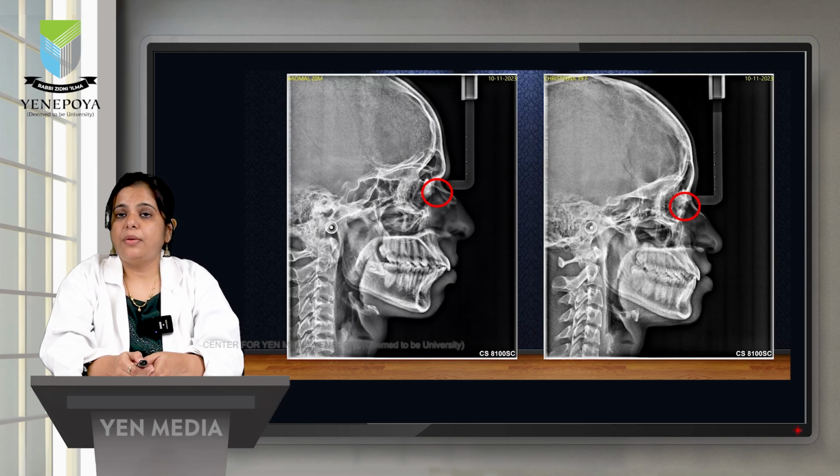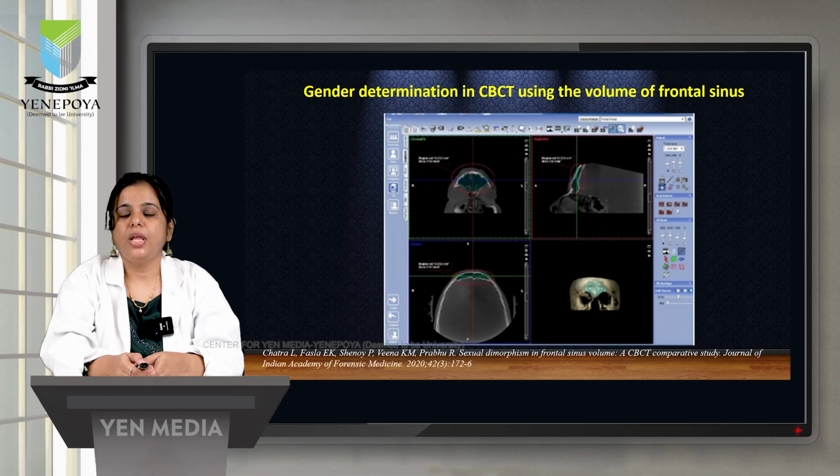Another important skull feature is the glabella. Here when you see the images, you can see that in the males the glabella is moderate to heavily curved, but when it comes to females it is almost flat or very slightly curved. So, this also can be used as a very important feature for determination between males and females.